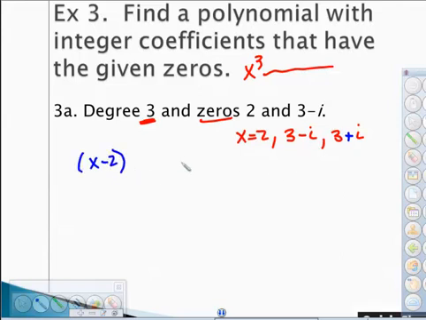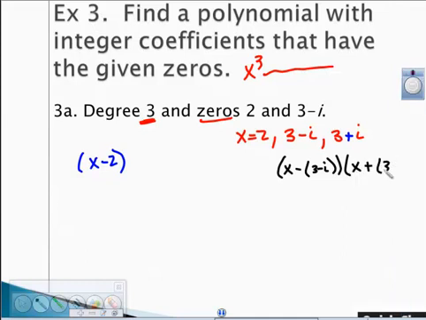And then these two, I'm going to do over on the side, because I'm going to multiply these first. I have x minus 3 minus i, and then I have times x plus 3 plus i. Okay, so this looks confusing. I'll simplify it in a minute. So I'm taking this, and one's negative, and one's positive, right?